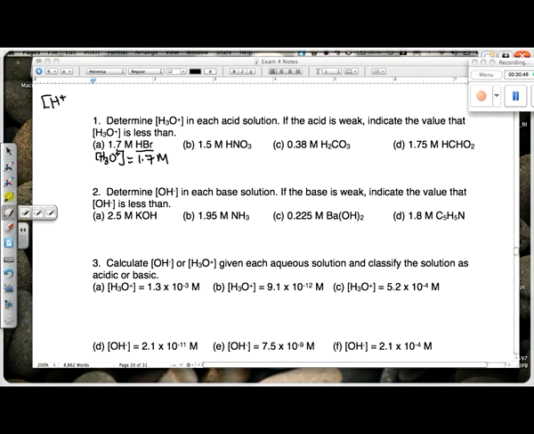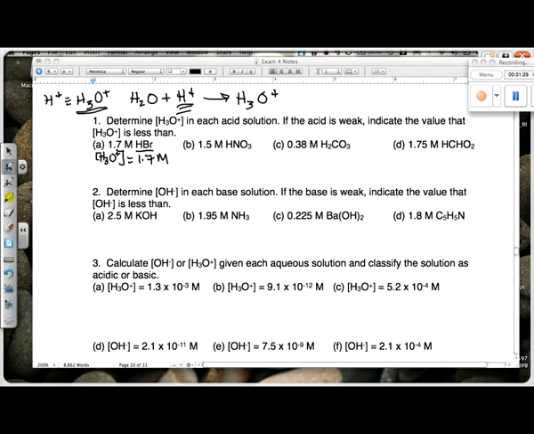Just as a reminder, H plus and hydronium are equivalent to one another. All this is a water molecule that has accepted the H plus to form hydronium ion. Okay? Because H plus really does not exist alone. It's going to attach itself to a water molecule. When it does, water is acting as a base, accepting a proton.